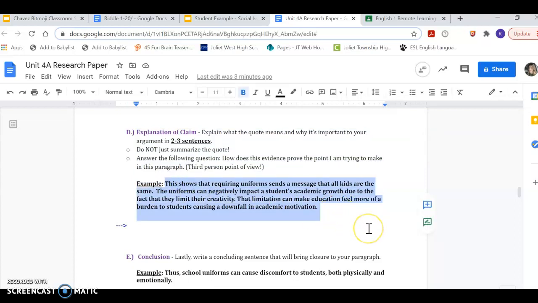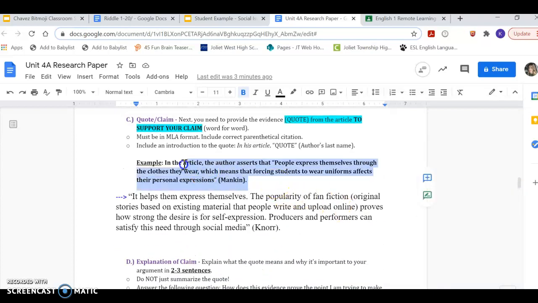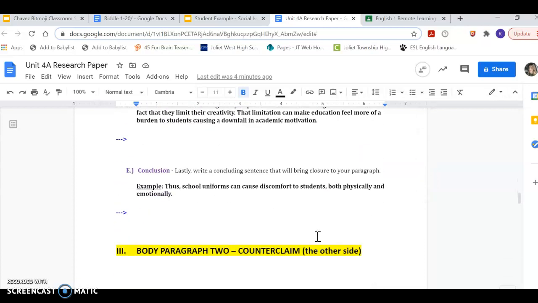My example, as you can see, is 3 sentences long, and it reads, this shows that requiring uniforms sends a message that all kids are the same. The uniforms can negatively impact students' academic growth due to the fact that they limit their creativity. That limitation can make education feel more of a burden to students, causing a downfall in academic motivation. So that's analyzing the quote right above it that I have in my example. So please reference the examples given when you are writing your responses.